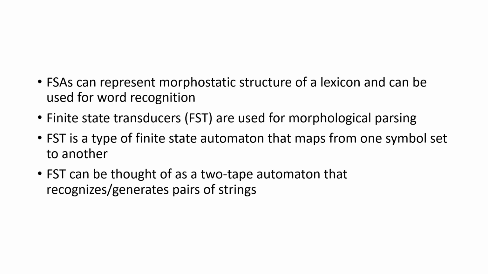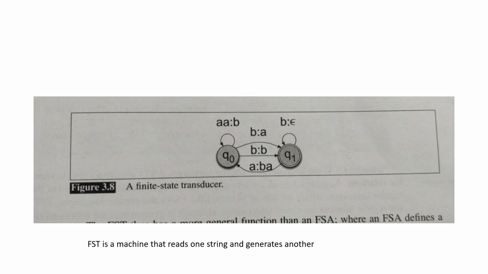So generally we talk of a tape, right? We have an input tape which contains our input, and the FST reads one character at a time from the input and produces something onto the output tape. Okay, so you can think of it that way.